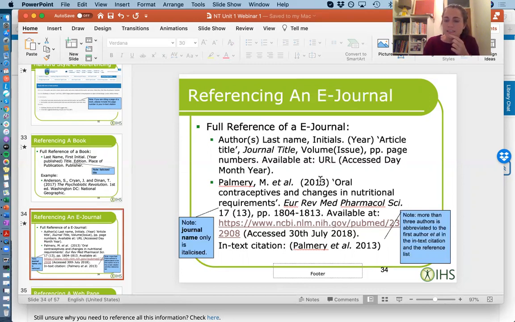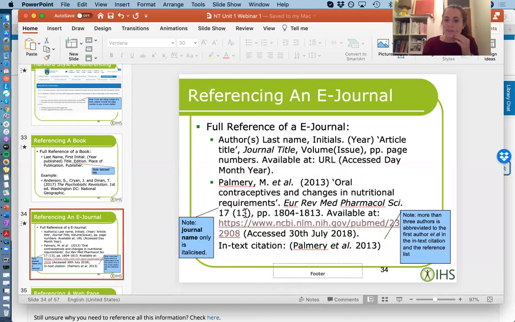So then you include the date, the name of the paper or the journal or the article, and then the journal title in italics. Whereas with the book, you put the name of the book in italics, with articles from journals, you put the journal itself in italics. And that's really important. And we will highlight that to you in your feedback if you don't do that.